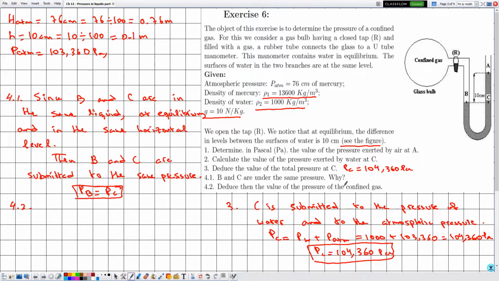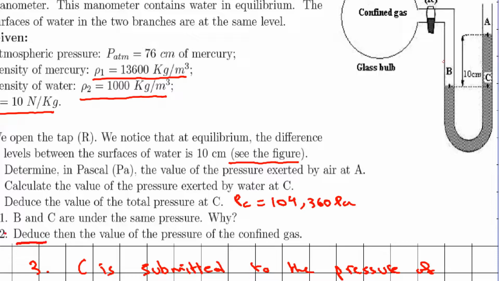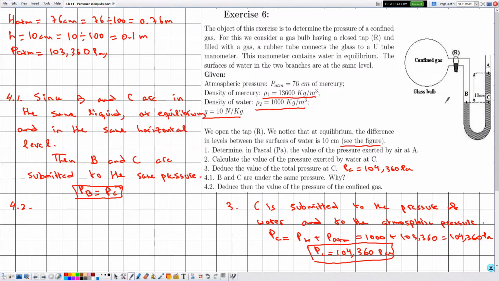For point 2, deduce then the value of the pressure of the confined gas. And by deduce, it means that we need to use the previous part. In the previous part, we have stated that the pressure at the point B is equal to the pressure at the point C. So we need to use this relation, knowing that we know the value of PC, so we know the value of PB. But what does the total pressure at the point B represent? Notice that if we consider the point B and we look upward, above the point B we have only the confined gas and it's not submitted to the atmosphere. So the total pressure at the point B is considered to be the confined gas. So let's write that B is submitted to the pressure of the confined gas.